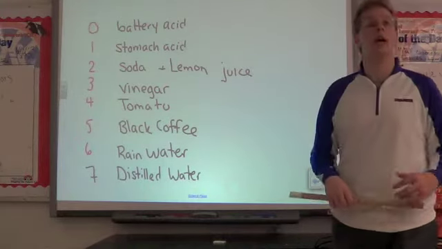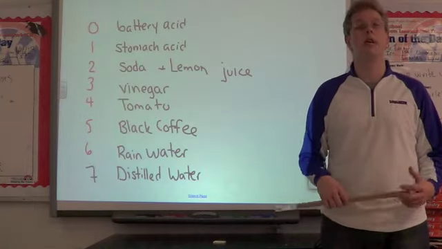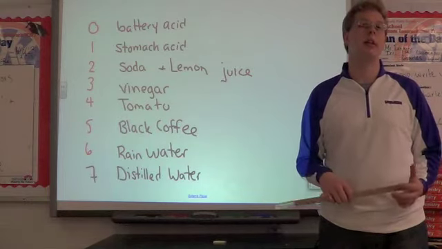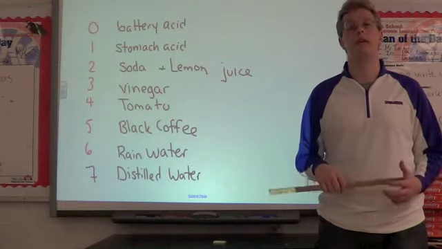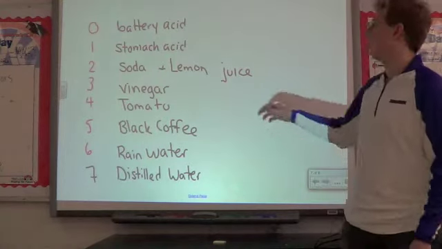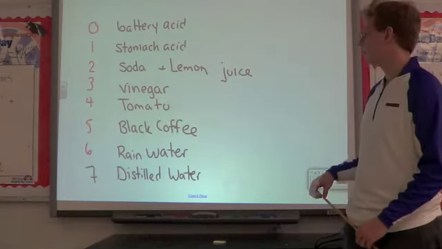pH of 2 is soda and lemon juice. Individuals that drink a lot of soda, you tend to have your enamel stripped from your teeth, and that's going to lead to cavities and other dental problems. So that's why your dentist tells you not to drink a lot of soda. pH of 3 is vinegar. pH of 4 is tomatoes.